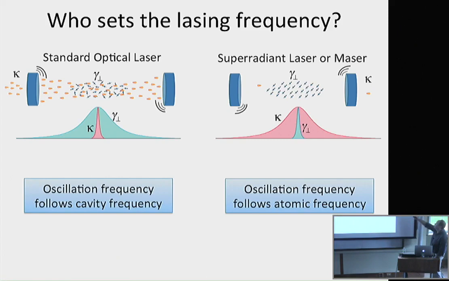In this case, we're building what's called a superradiant laser, or really this is sort of an old story being retold in the optical domain. It's essentially a maser. Okay? The roles are completely reversed. The cavity line width is now very broad, and the gain medium is ultra narrow here. And as a result, even if I shift this broad spectrum of the cavity, the lasing frequency will almost be completely pinned to the atomic transition frequency. So it's going to be the atoms that set the lasing frequency in the system.